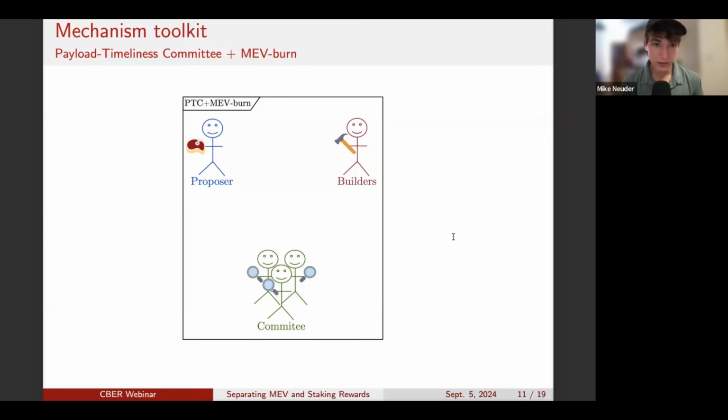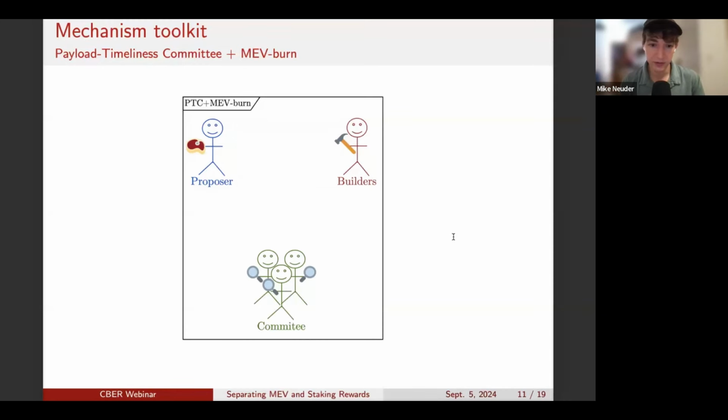So this first proposal is called Payload Timeliness Committee in MEV Burn, and the exact mechanics here are less important. We're actually going to focus on the second half, which is the MEV Burn part, and we'll show how MEV Burn is a mechanism to try and smooth out the variance in block rewards between proposers. So how does this work?